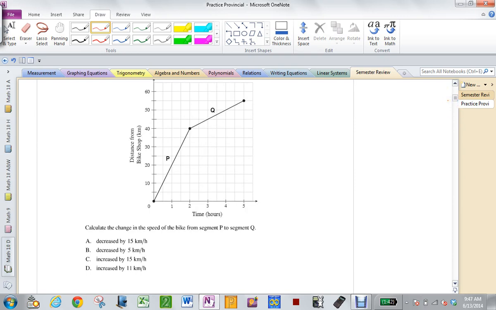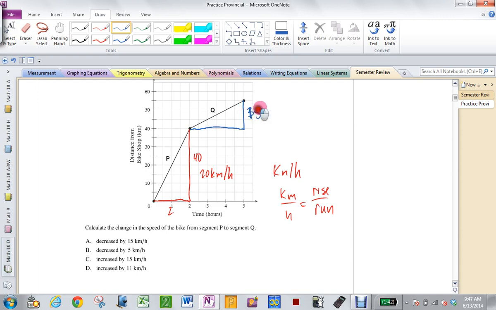Number 2, calculate the change in speed of the bike from P to Q. Well, speed is kilometers per hour, which looks like km over h, which looks a lot like rise over run, which is slope. So from P to Q, 40 over 2, 20 kmh. From Q, 3, or I'm sorry, 15 over 3, which is 5 kmh. So I decreased by 15 kilometers per hour.